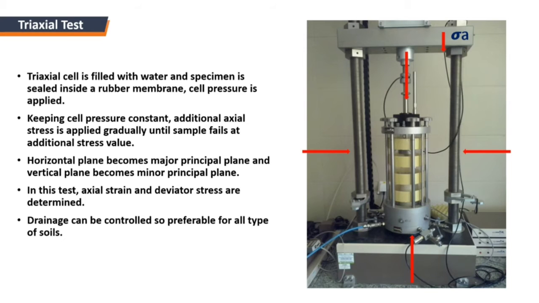This additional pressure is signified as sigma A, and the cell pressure is signified as sigma C. This additional pressure is also called the deviator stress, sigma D. Some signify it by sigma D and some by sigma A, so don't worry about it. Keeping the cell pressure constant, it means sigma C would be constant from all the sides, with no change in sigma C. The additional axial stress is applied gradually until the sample fails. It means we will keep increasing the value of sigma A until the sample fails.